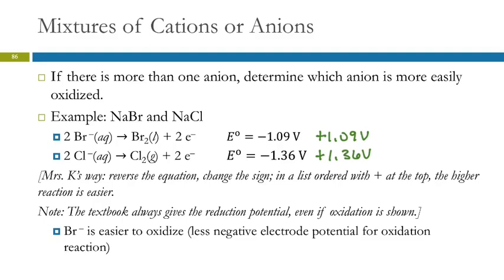I prefer that when we reverse the equation, we change the sign. And then if you're looking at a list that has the positive at the top, the higher reaction is always going to be easier. In the textbook, they always give the reduction potential, even if they show the oxidation. I think that's really, really confusing. Any questions?